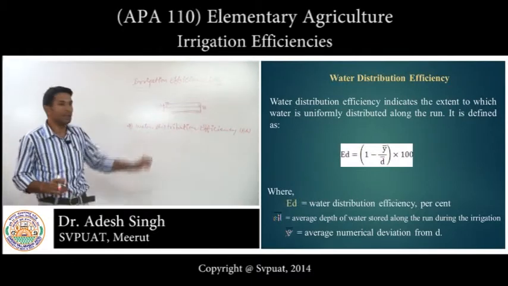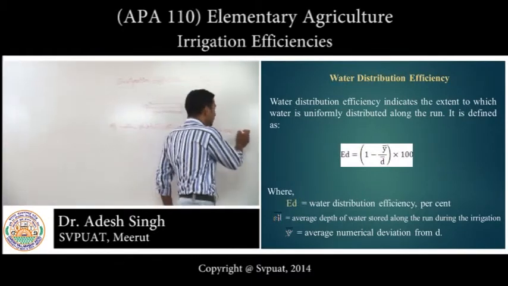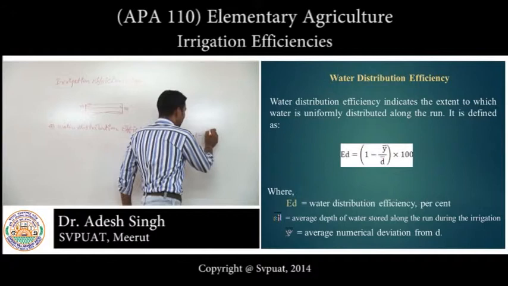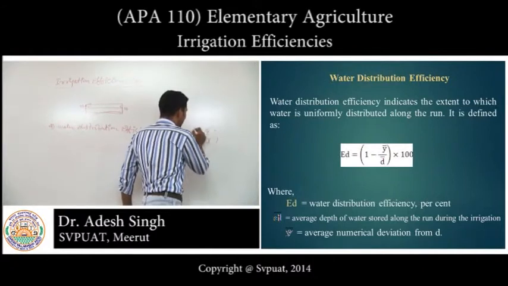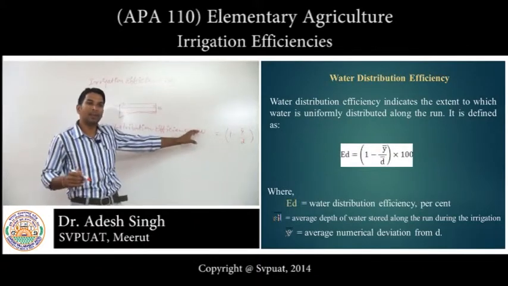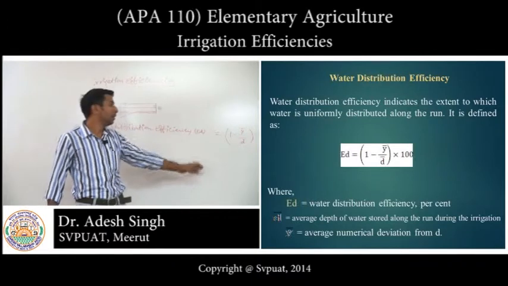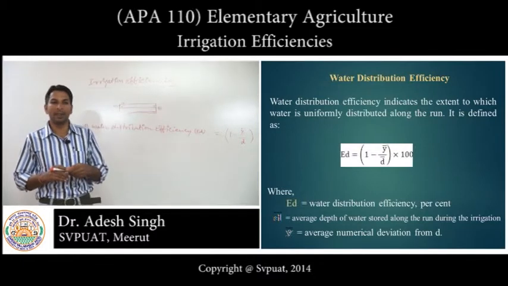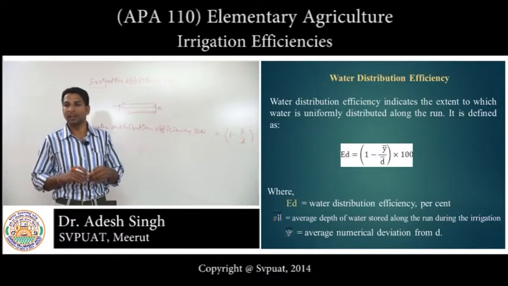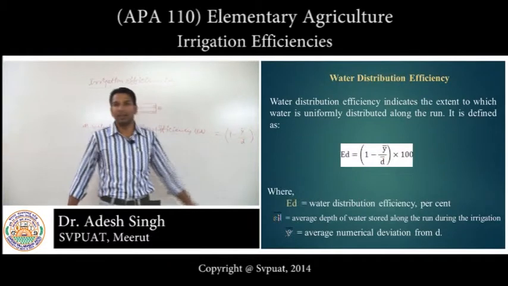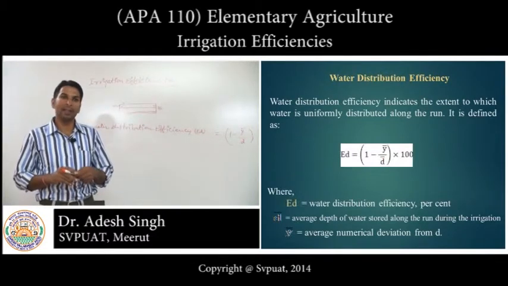And the distribution efficiency can be expressed as ED is equal to 1 minus Y bar divided by D bar into 100. ED is the distribution efficiency in percent, Y bar is the average numerical deviation from the mean depth of wetting, that is D bar. D bar is the mean depth of the wetting in the root zone.